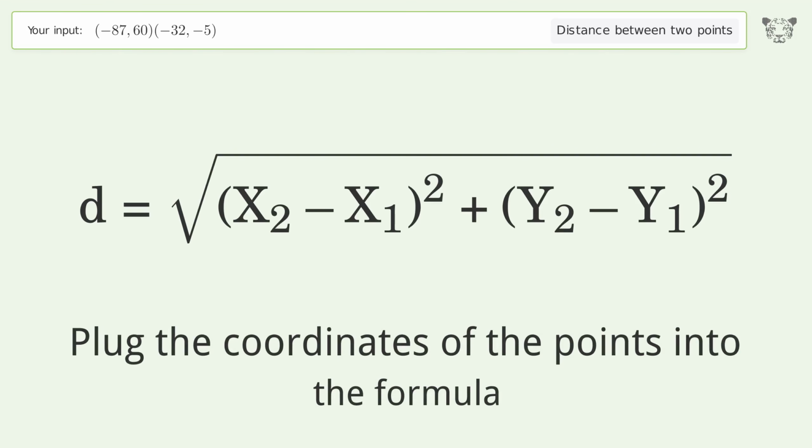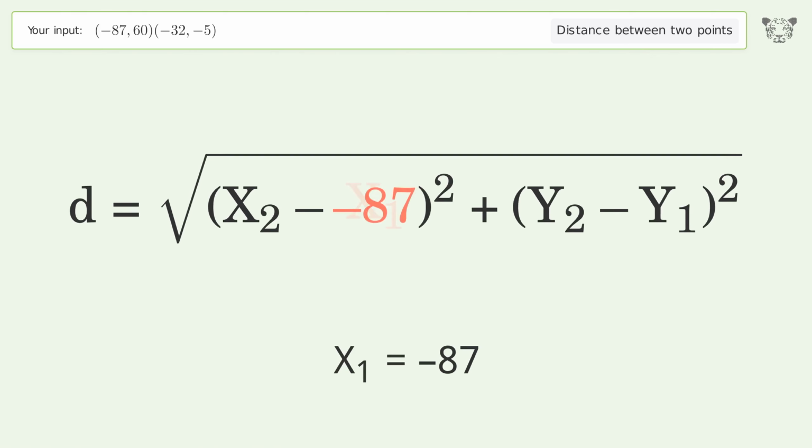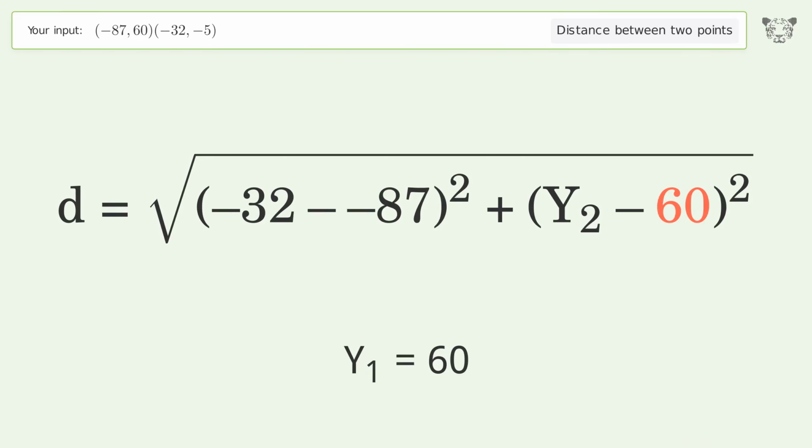Plug the coordinates of the points into the formula. x1 equals -87. x2 equals -32. y1 equals 60. y2 equals -5.